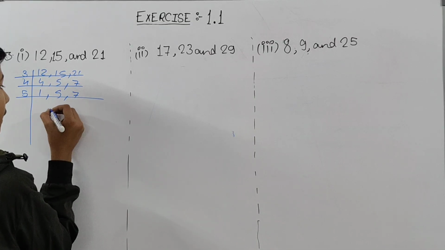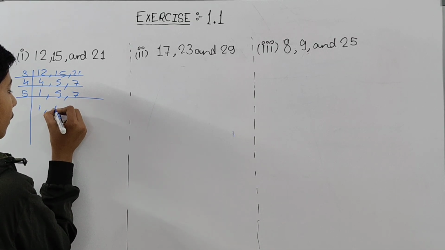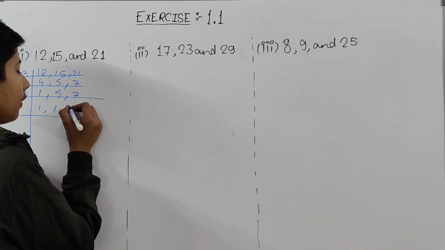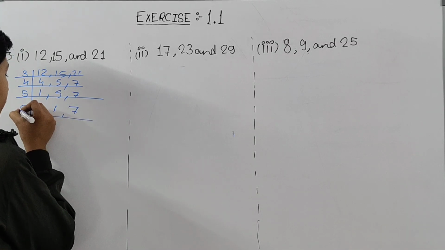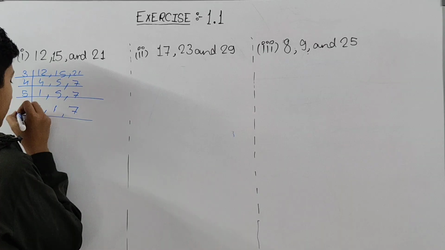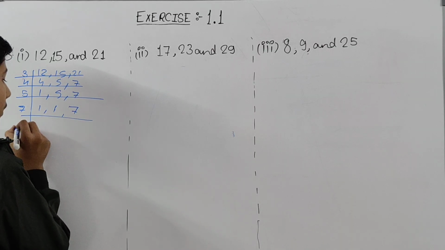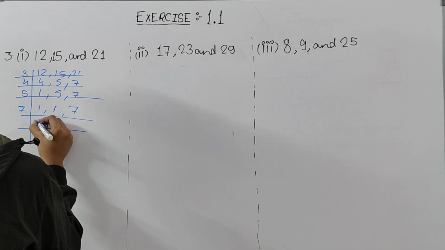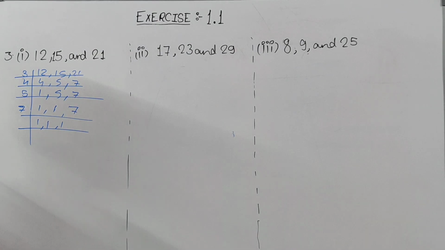Now 5, which will be 1, 1. This 7 is not getting divided by 5. So it would be 7. Now 5. Now 7. So it would be 1, 1, 1. This is our final answer.